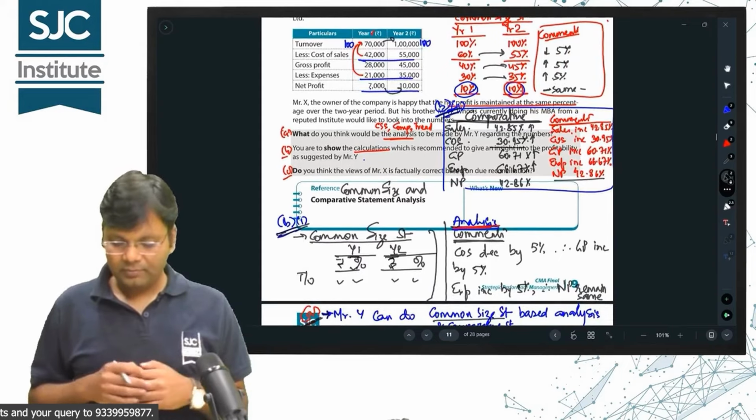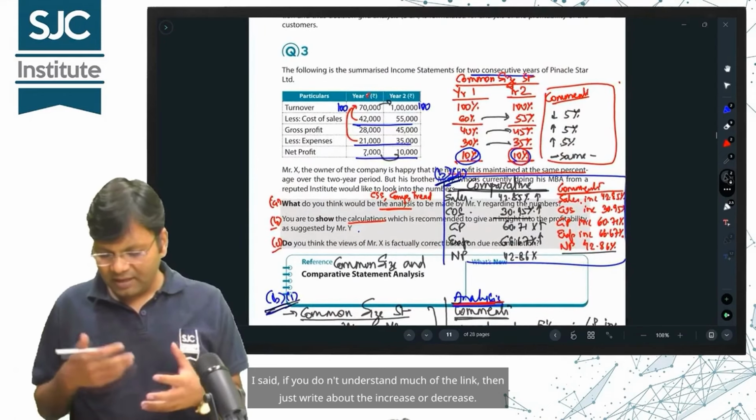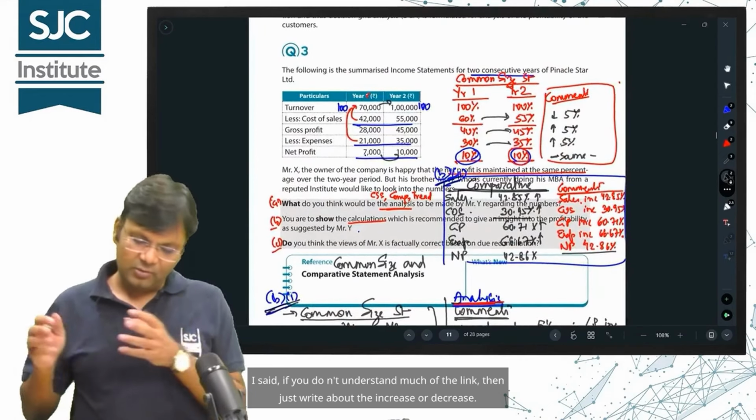Then in the third part, what is said? Is Mr. X's view correct? Yes, it is, because it is based on the common size. And what should you write in the comments? I said, if you don't understand much of the link, then just write about the increase or decrease.